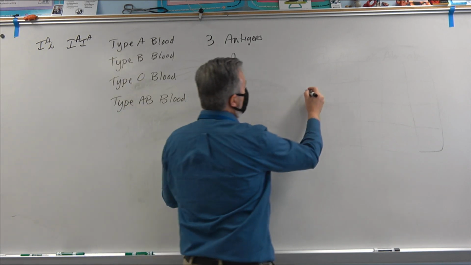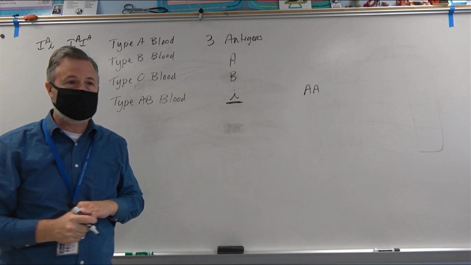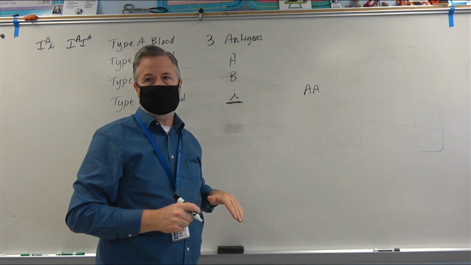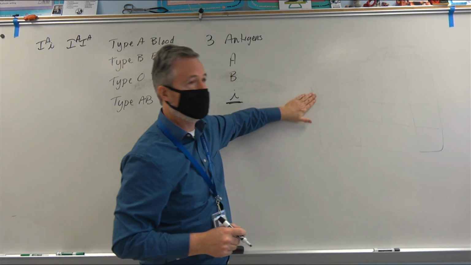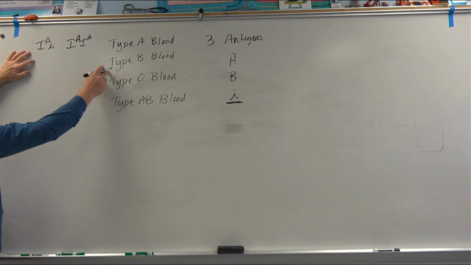There is no blood type that is this. I do not care what the STAR test says. I don't care what your other teachers say. That does not exist. That is wrong. You will get it marked wrong. Okay, so for B, what do you think the genotype would be for B?